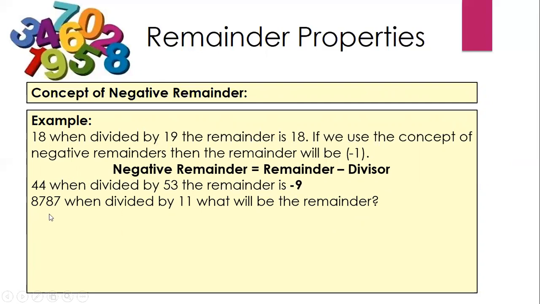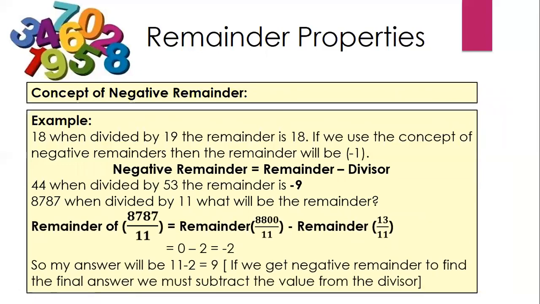So 8787 when divided by 11, what will be the remainder? By using the concept of negative remainder, we'll just apply it. The remainder of 8800 by 11 minus remainder of 13 by 11. So 8787 can be written as 8800 minus 13. So that's why we have split it. So 8800 is exactly divisible by 11. So the remainder is 0. 13 when divided by 11, the remainder is 2. So 0 minus 2 will get minus 2 as our answer.